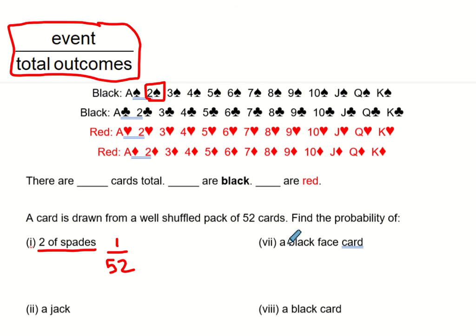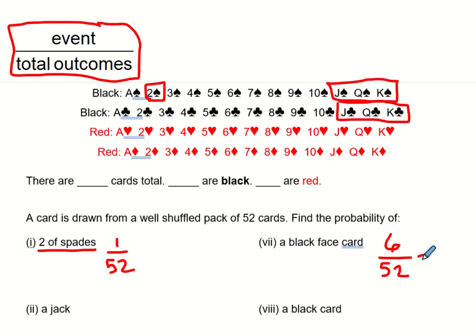Now here it says a black face card. So the question is how many black face cards are there? And when we say face card, we're talking about Jack, Queen, and King. So these 3 here are black face cards, and these 3 here are black face cards. So how many black face cards do we have? Well, 6. So again, that's the event. So when we talk about the event, which goes on top, that's how many ways that event can happen, and then, of course, the total outcomes. So there's 6 different ways we can get a black face card out of a total 52 cards.